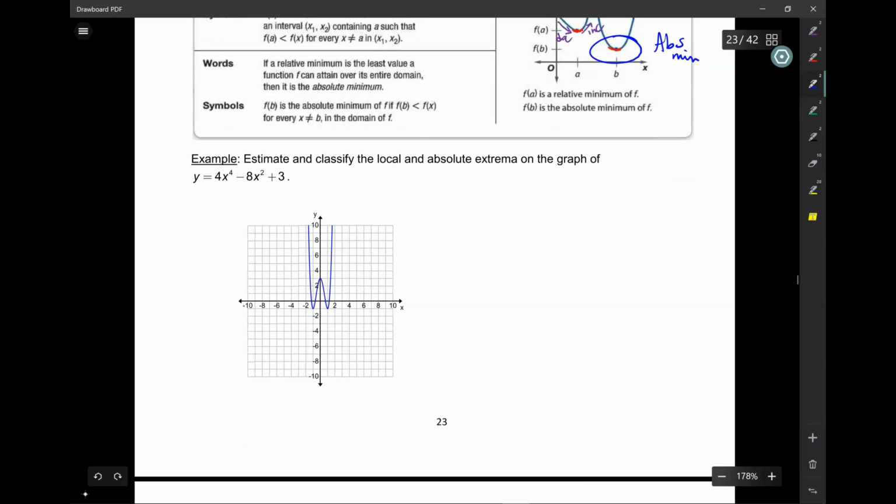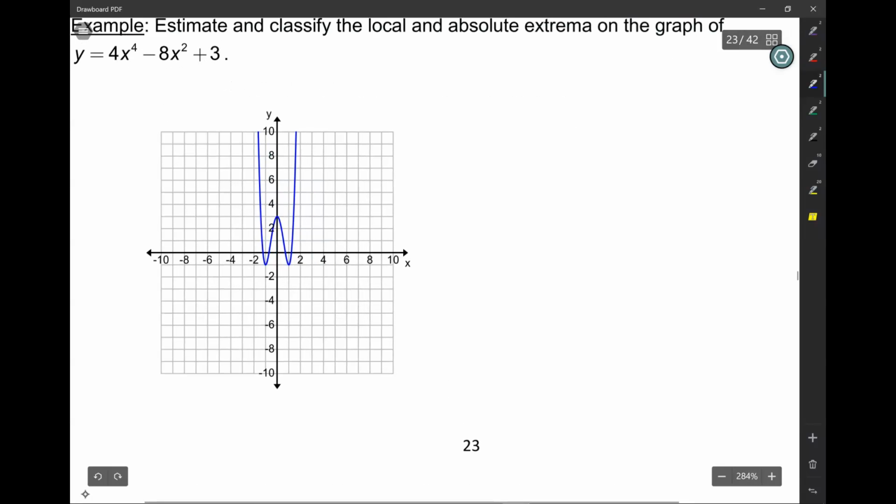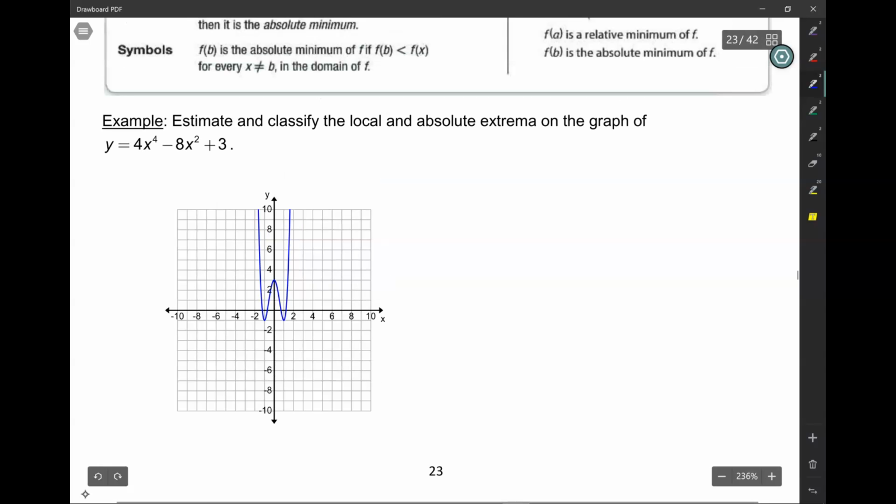Okay. Let's take a look at this. Estimate and classify the local and absolute extrema on the graph of this. I've graphed this for you. Are there any maxima here? Yes. The relative maximum at x equals 0. That's a maximum at x equals 0.